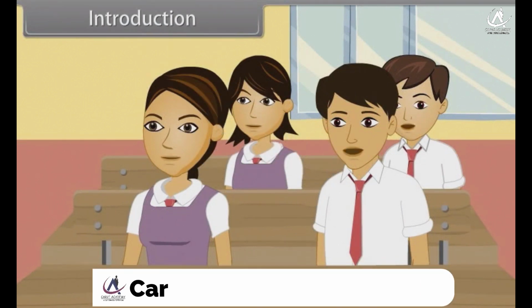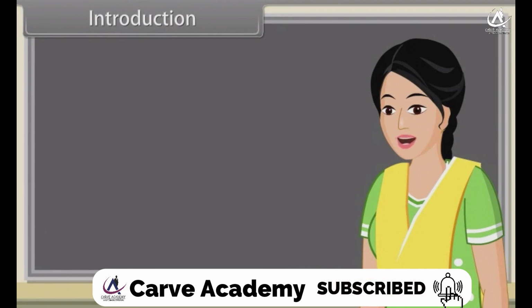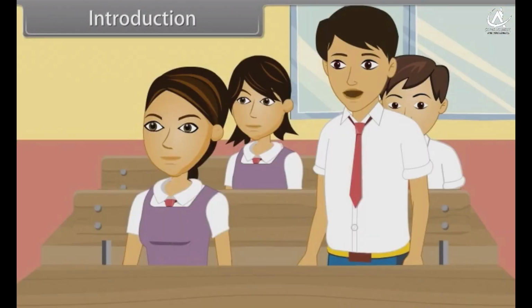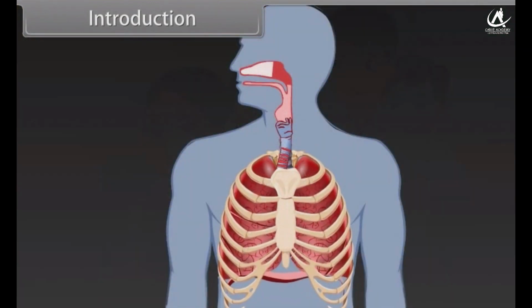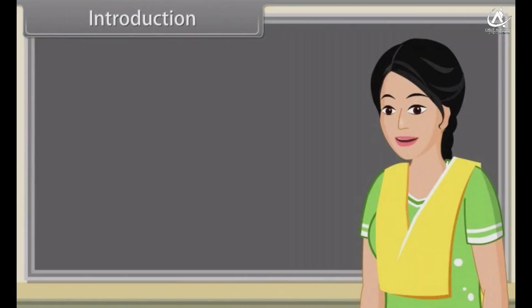Good morning, teacher. Good morning, students. Today we are going to start our new chapter, Breathing and Exchange of Gases. Can anybody tell me how do we breathe? Ma'am, breathing is a process in which air is inhaled due to muscle contraction and then exhaled due to muscle relaxation. Very good, Rahul. And what are the respiratory organs in humans?